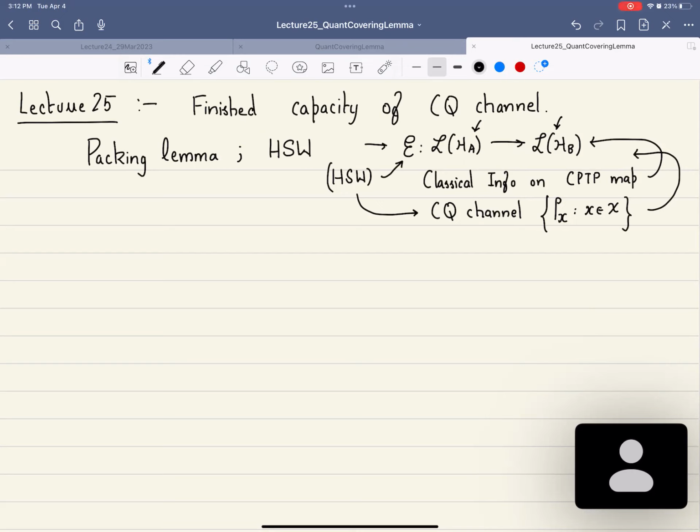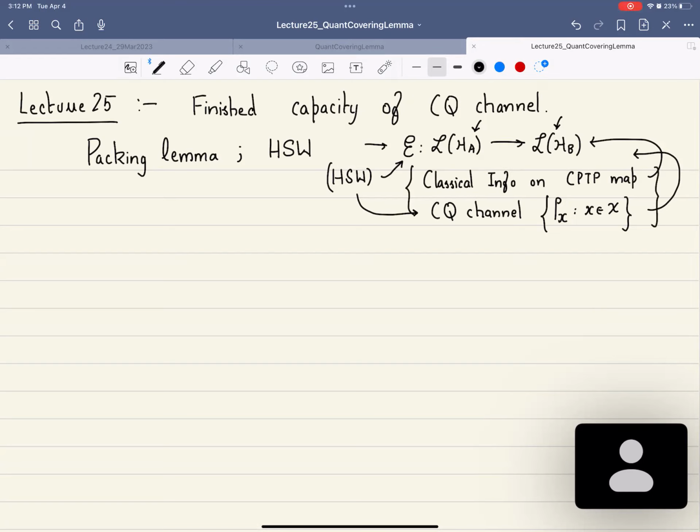But I did not go into this. I actually spoke about this with Srinidhi, the regularization and all that. I don't want to get so involved in that at this stage. This is a first course. But I'm using the HSW theorem interchangeably for the capacity of both these channels. More strictly, the HSW theorem is for classical information on a CPTP map. Okay, so we did all this.